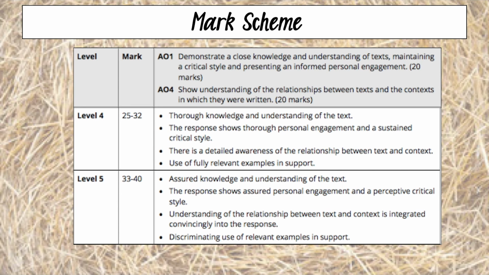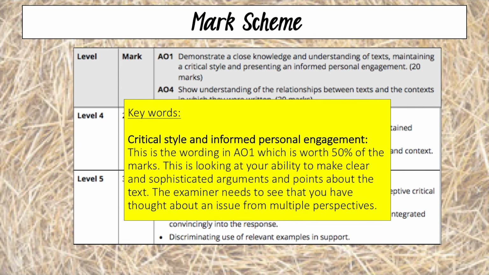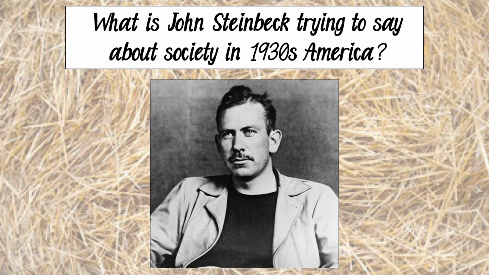So when we talk about informed personal engagement and critical thinking, this is the wording in AO1, which is 50% of the marks. This is looking at your ability to make clear and sophisticated arguments and points about the text. The examiner needs to see that you've thought about an issue from multiple perspectives. That is going to be the difference between a level 7 or 6 and a level 8 and 9, or a grade 8 and 9. It's going to be those people that have the more sophisticated arguments. That means it's literally how you word things, and it's showing that you've thought about things from multiple angles.